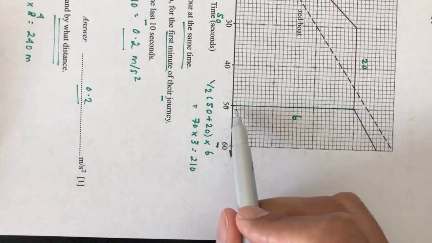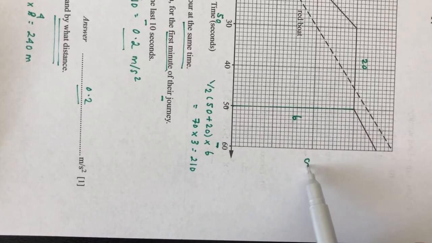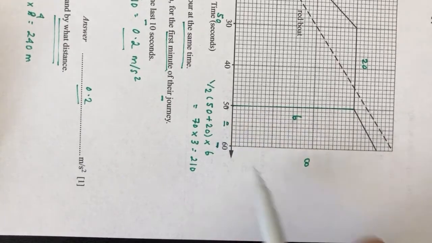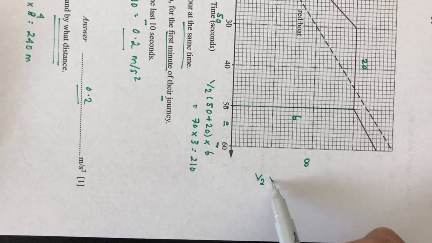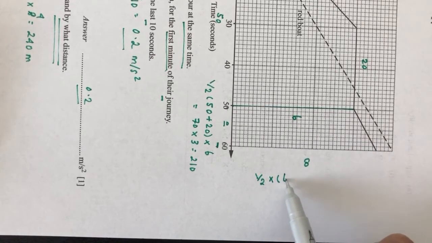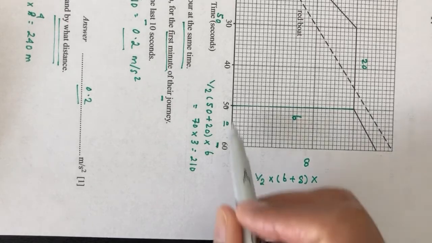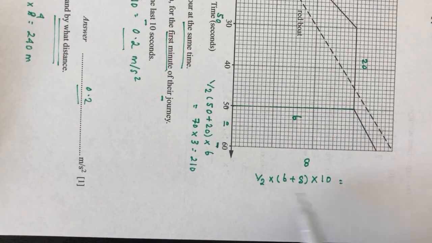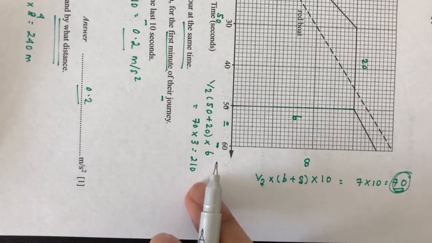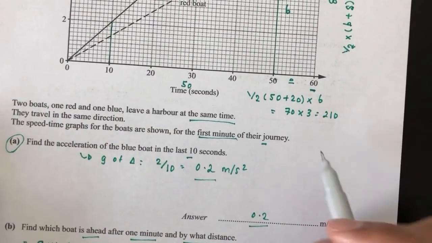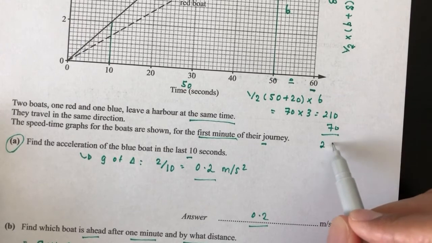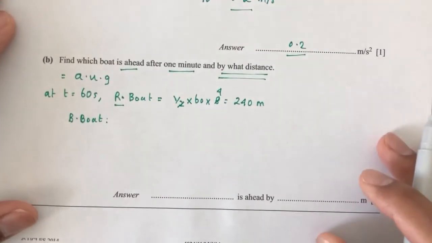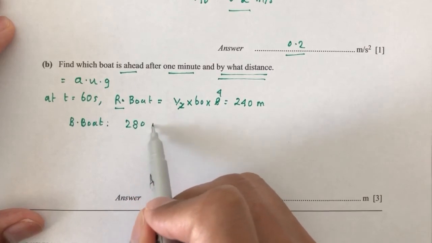How about this part? This is another trapezium if you look at it this way. As you can see, this length is 6, this length is 8, and the height in between is 10. So trapezium is half times the sum of both sides, 6 plus 8, times the height in between, which is 10. 6 plus 8 is 14, divided by 2 will be 7, times 10 will be 70. So distance traveled will be 70 plus 210, that will be 280. So the blue boat traveled 280 meters.